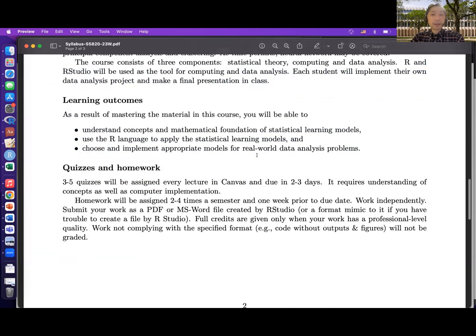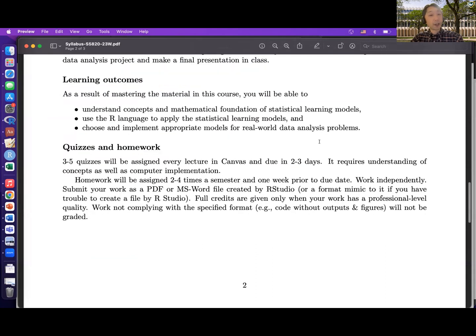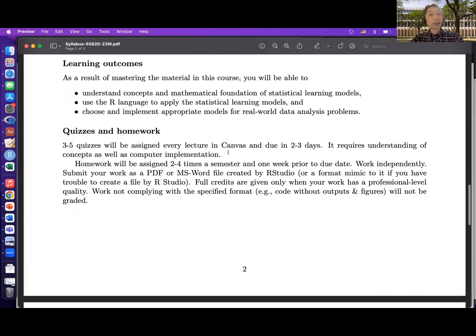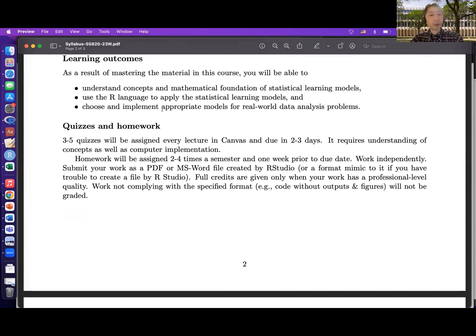Learning outcomes. This is a very practical course. After taking this course, you will be able to understand concepts and the mathematical foundation of statistical learning models, use the R language to apply the statistical learning models, and choose and implement appropriate models for real-world data analysis problems.